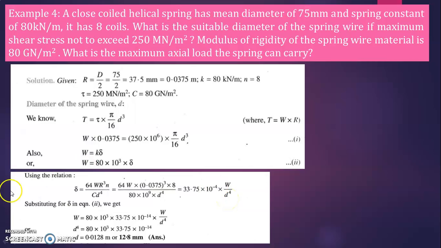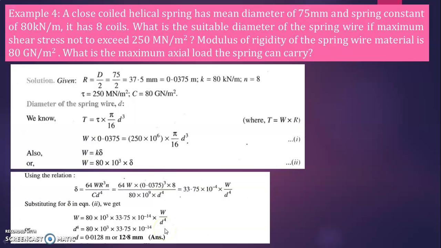Now you can substitute. We have this equation, W is equal to K into delta, or W is equal to 80 into 10 raised to 3 into delta. So substitute this delta value in equation 2. So what we will get, W is equal to 80 into 10 raised to 3 into 33.75 into 10 raised to minus 4 into W, we don't know, divided by D raised to 4.